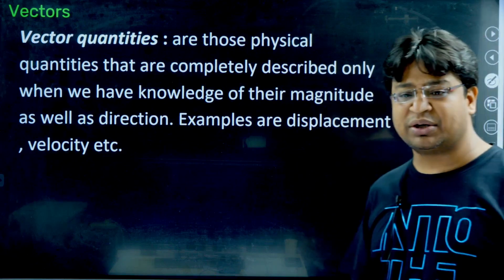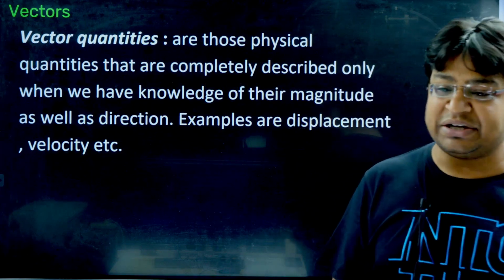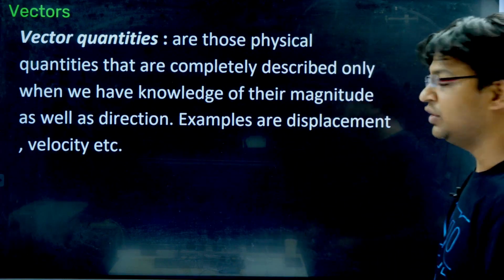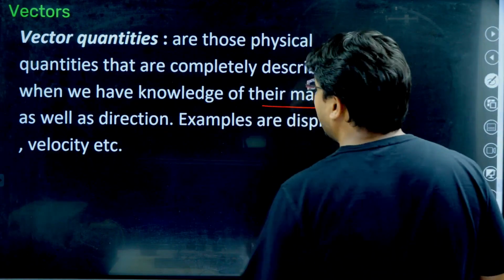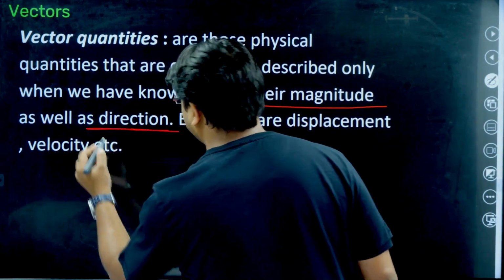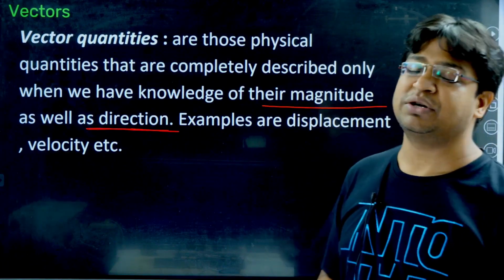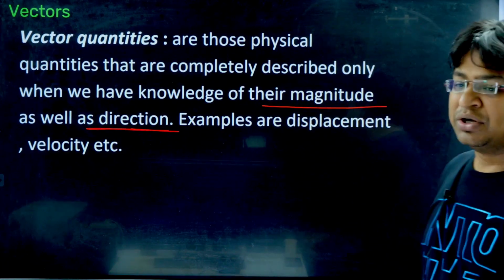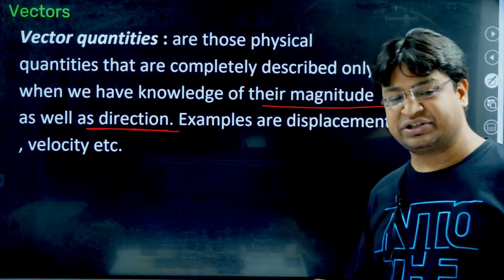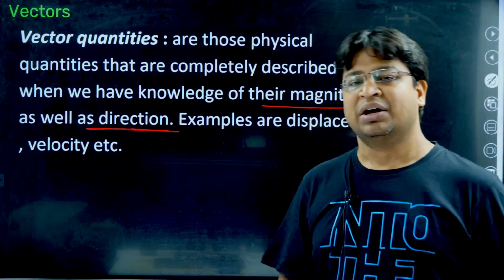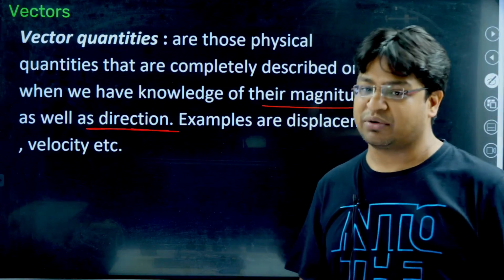If I talk about vector quantities, these are physical quantities that are completely described only when we have the knowledge of their magnitude as well as their direction. If we don't have their magnitude, or if we don't have their direction, then we will not be able to use these quantities in our calculations. So examples are displacement, velocity, acceleration, force, momentum. All these are examples of vector quantities.